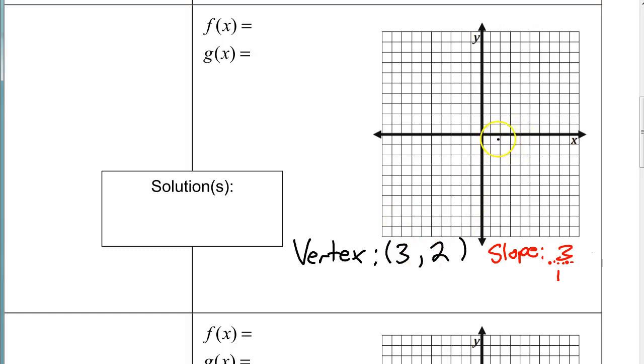So we got 3 comma 2. Start there and then go up 3, up 1, 2, 3, 1, 2, 3, over 1. Let's do that a few times. Go both directions. And use a straight edge to graph it.